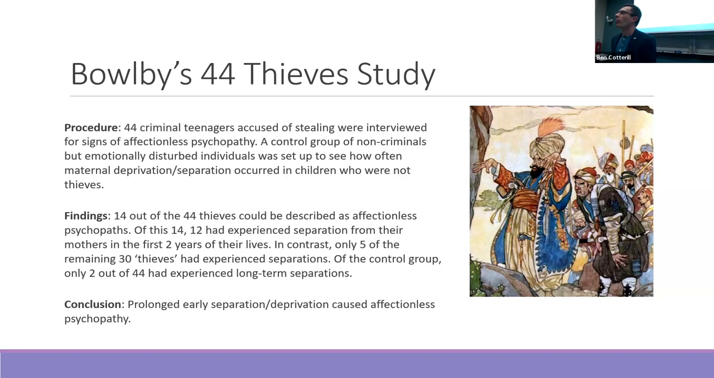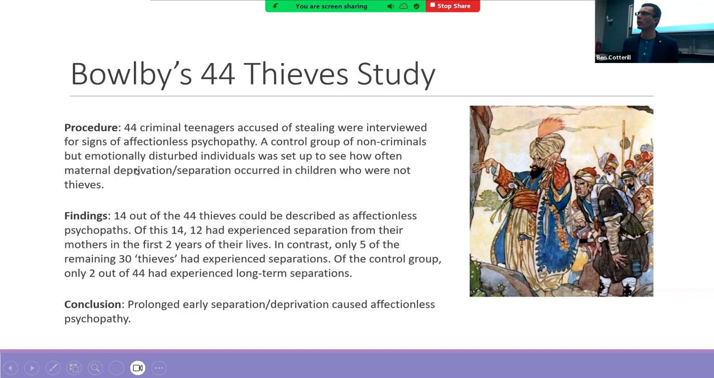One pretty well-known study he has investigating this is the 44 Thieves study, in which there's 44 criminal teenagers. They've all been accused of stealing, and they're interviewed for signs of affectionless psychopathy. So this would be, you know, do they have any sense of empathy for the person they stole from? Do they have any sense of guilt or shame over what they did? If the answer to both of those questions is no, then that would be signs of affectionless psychopathy, according to John Bowlby. There's then a control group of non-criminals who have been found to be emotionally disturbed to see if they experienced maternal deprivation, prolonged separation during the critical period, more or less so in comparison to the thieves, okay?